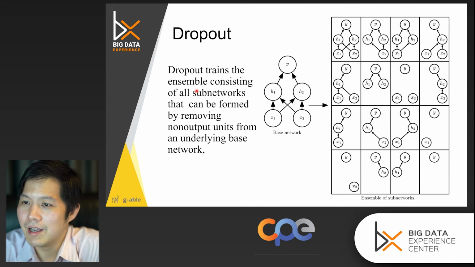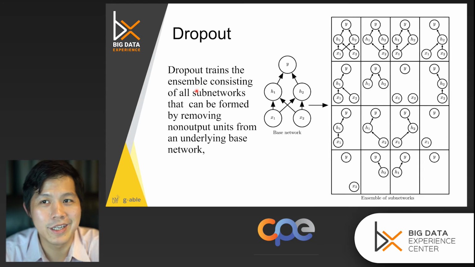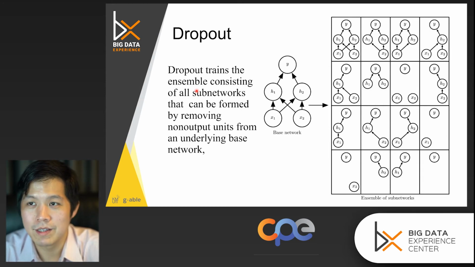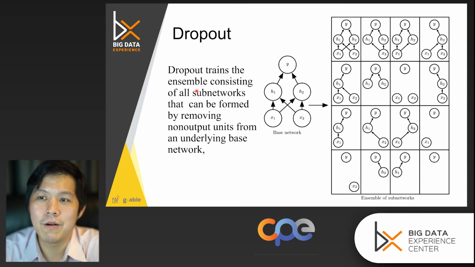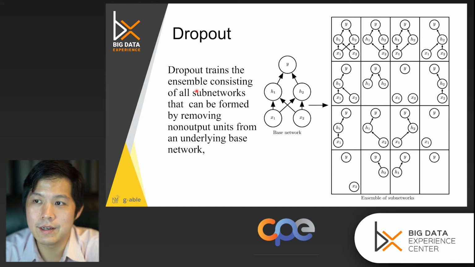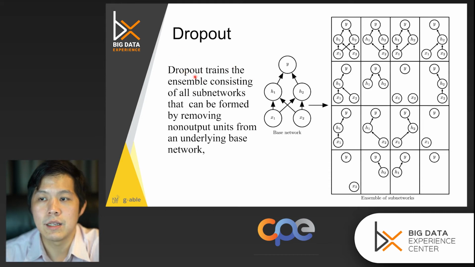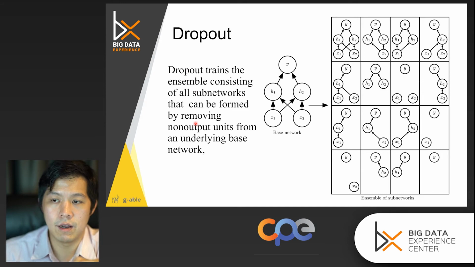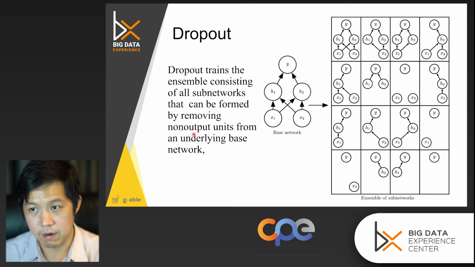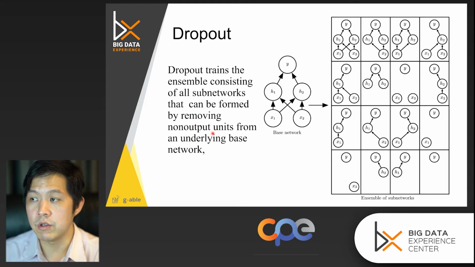Now let's come to the popular one in deep learning, although it's quite routine and very simple to implement. This is called dropout. When you train the model with dropout, it means that you try to remove some of the units out.